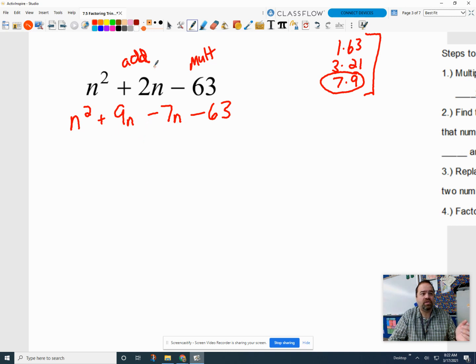9 minus 7 is 2. That's where that 2 came from. But then 9 times 7, that's the 63. You've just got to be careful with your signs. So I'm going to go back to what we've been doing the last couple of days. I'm going to split this down the middle.